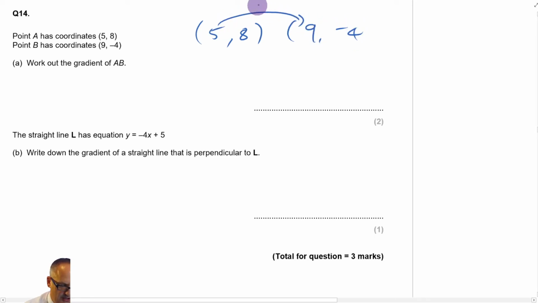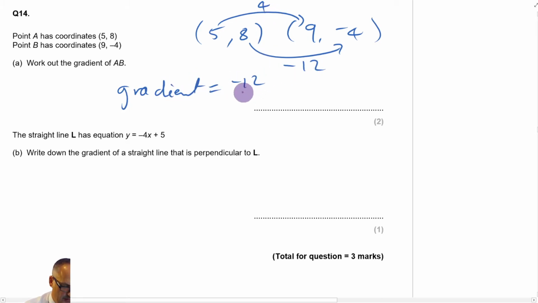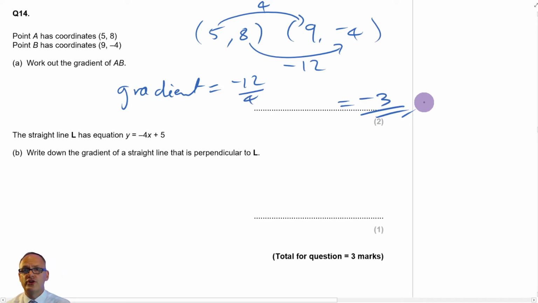So there's my change in x, which is 4, going up by 4. There's my change in y, which goes down by 12: down by 8, then down by another 4. That's down by 12. So therefore, the gradient will equal the change in y, which is -12, divided by the change in x, which is 4. -12 divided by 4 is equal to -3.